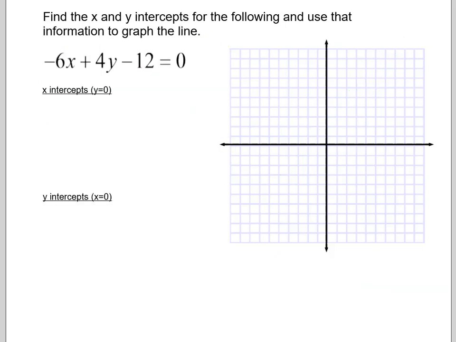Okay, now this is not a new concept. We did a little bit of this in chapter 4, but we're going to revisit it. I'm going to give it a little more structure. I want to find just the x-intercept and just the y-intercept.